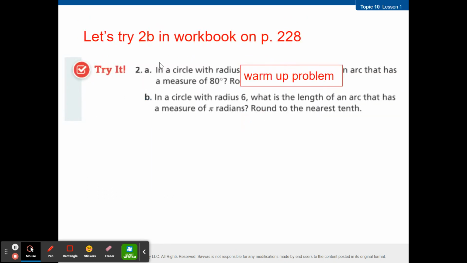All right, so part 2A was our warm-up problem, so that's why that's there. For part B, it says: in a circle with radius 6, what is the length of an arc that has a measure of pi radians? Find the exact answer and find the approximate answer rounded to the tenth. Go ahead and just apply the formula.